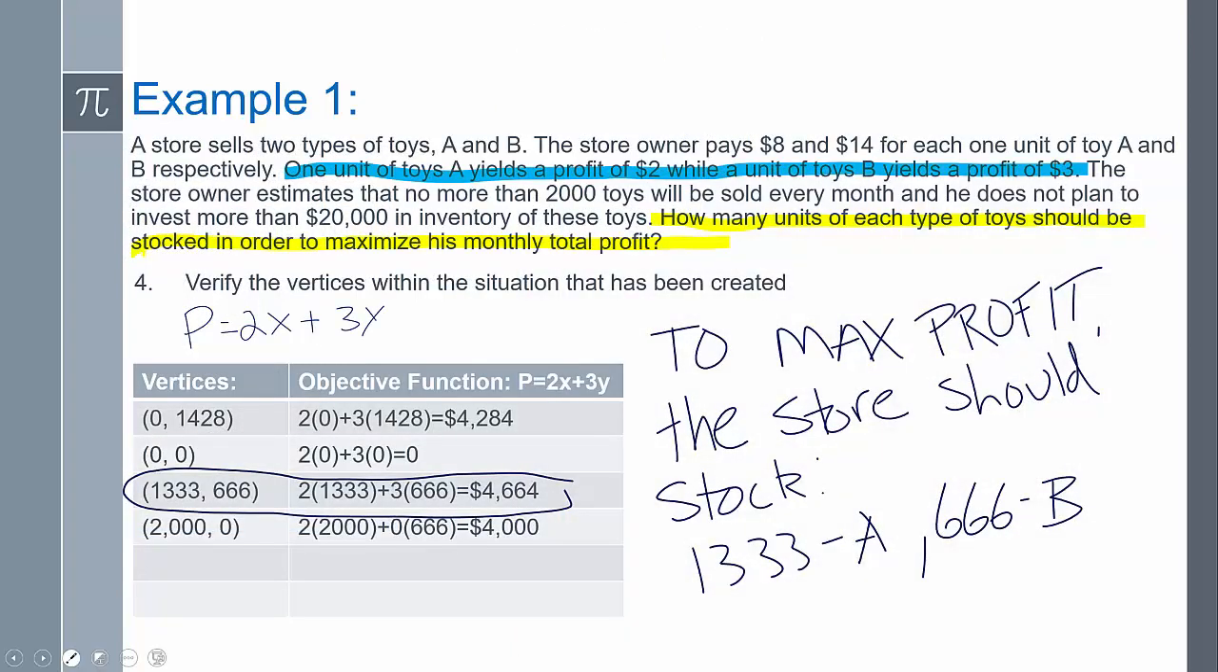Now what I need to do is go through and take these values, my X value and my Y value, and plug them in. So I plug them into my X, I plug them into my Y, and I have all of that mapped out here. So 2 times 0 plus 3 times 1428. And then after you go through and find what your profit's going to be for all those scenarios, here's where it maximized my profit. And so to do that, I would need 1,333 for A and 666 for B.